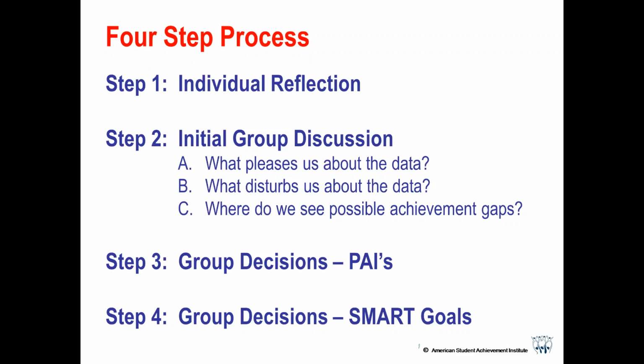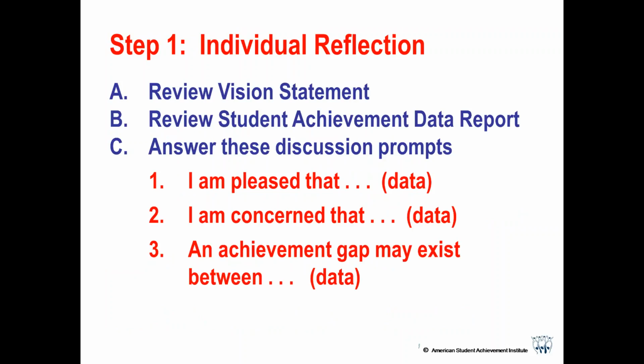So here's the steps. The first one is an individual reflection. So let's talk about that first. What you're going to do as individuals, you're going to review the vision statement, especially the data in the last part of the vision statement. You're going to then look at the student achievement data report, and you're going to answer these questions for yourself.